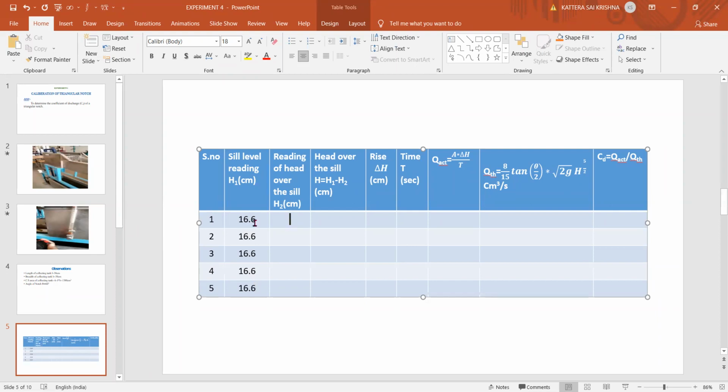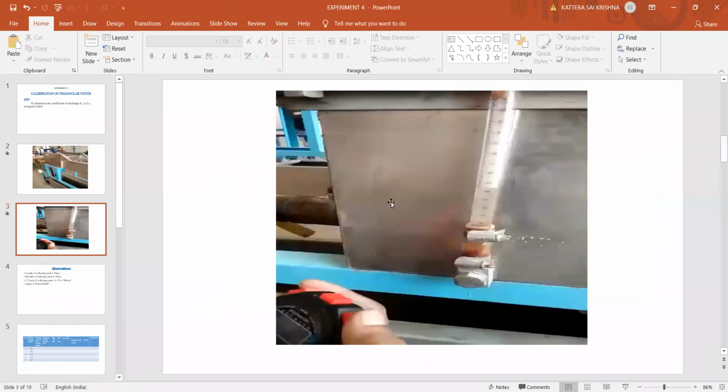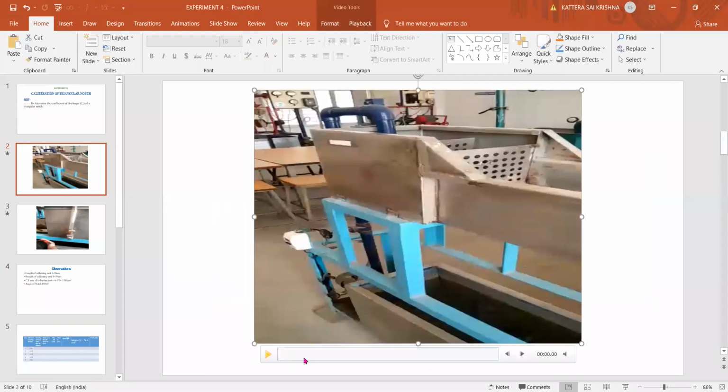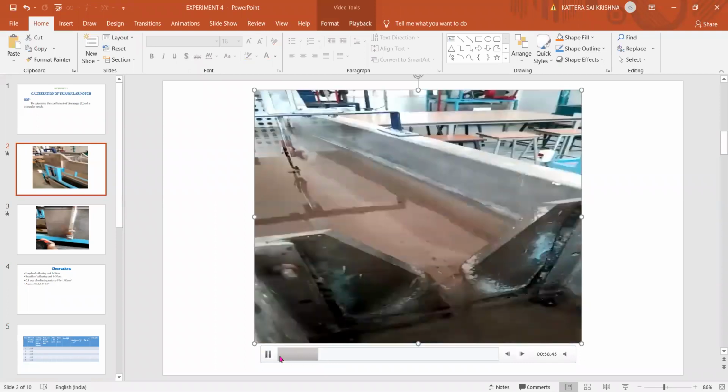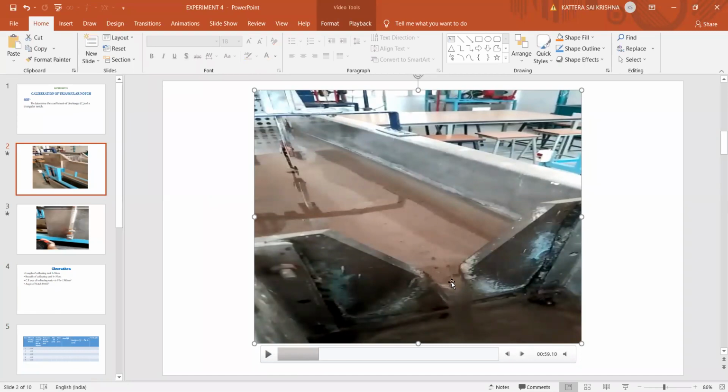So first we find this by taking the first reading before the water flows over the notch. Next, we regulate the valve of the pump slightly, and the water level is increased. If you see the experiment, you can understand the water is above the sill level. There is some height of water above the sill level. This height you can see there.